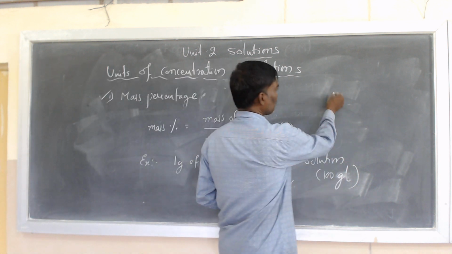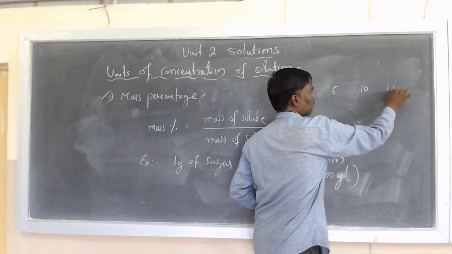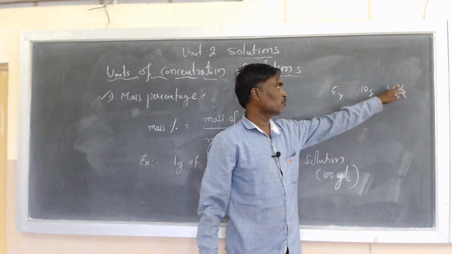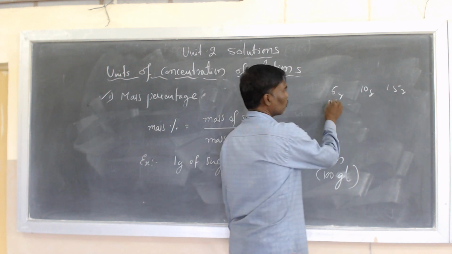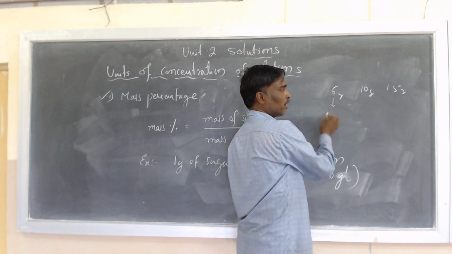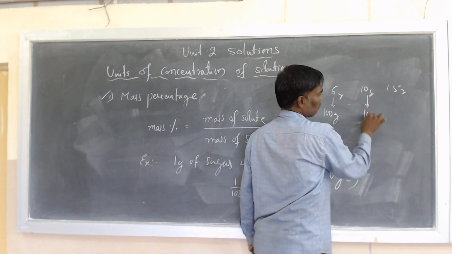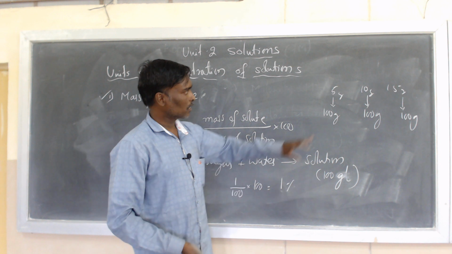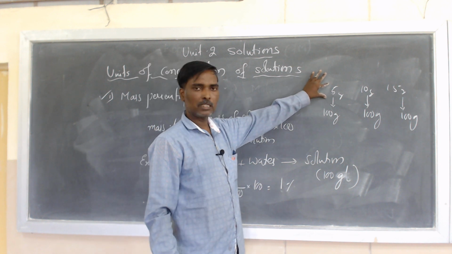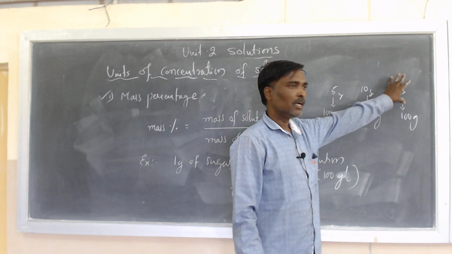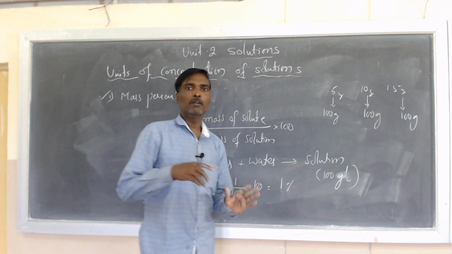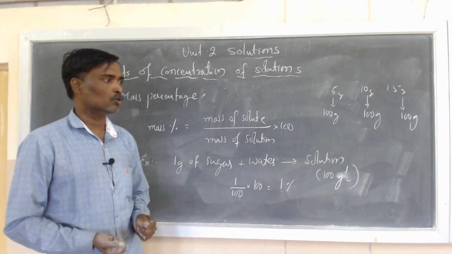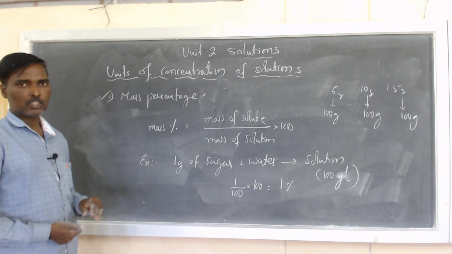Just now I have taken a few examples: 5 grams, 10 grams, and 15 grams. So 5 grams dissolved in water, 10 grams also dissolved in water, and 15 grams also dissolved in water. Then the total mass of that final solution is 100 grams here. The mass of this is also 100 grams, so the mass of that solution is also 100 grams. Then the concentration of the first solution is a 5% solution, then a 10% solution, and another one is a 15% solution. Like that, we can differentiate the solutions as 5% solution, 10% solution, 15% solution by using this mass percentage unit.